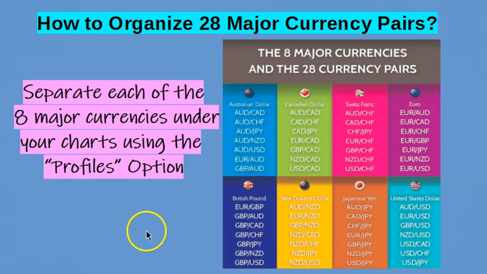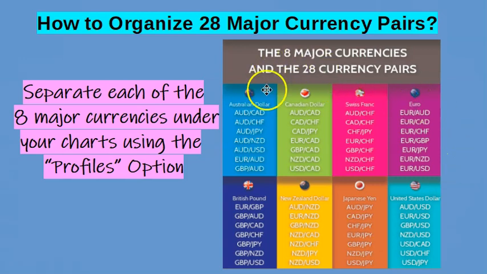Because when you have all of these currency pairs underneath your charts, it'll take you a long time to find the right currency for the trade signal I'm giving you, and you're going back and forth, and it's a little bit difficult to maintain. So I'm going to show you what I do and how to simplify the whole process.